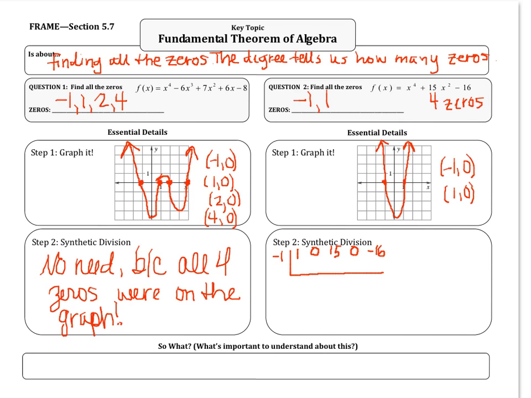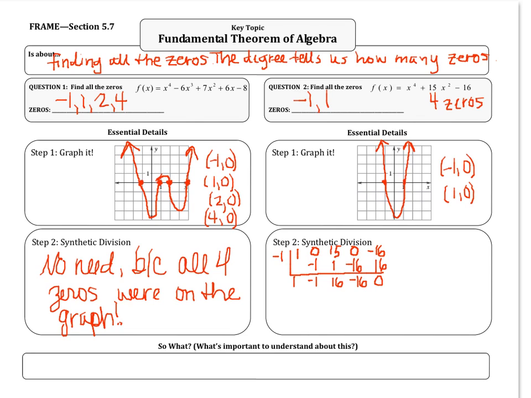So let's use our synthetic division. We'll drop the first one down. -1 times 1 is -1. 0 plus -1 is -1. -1 times -1 is +1. 15 plus 1 is 16. -1 times 16 is -16. 0 plus -16 is -16. Negative 1 times negative 16 is positive 16. Negative 16 and positive 16 is 0, so that's my remainder.